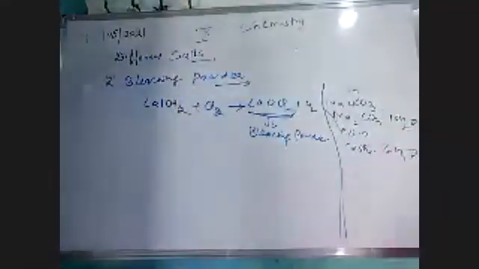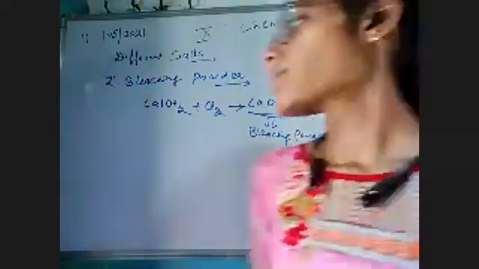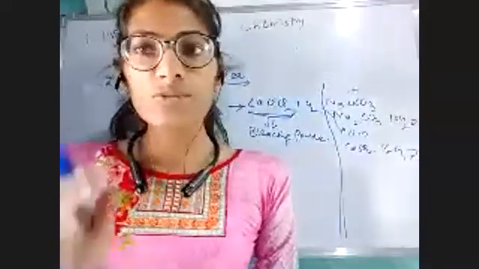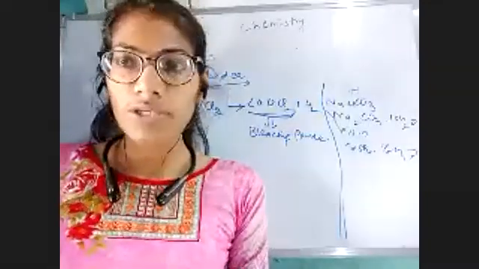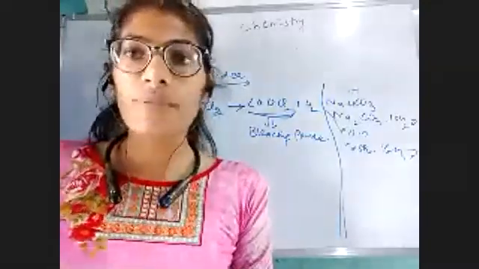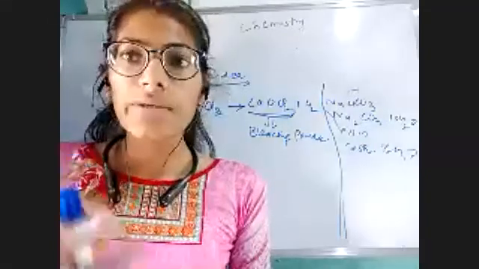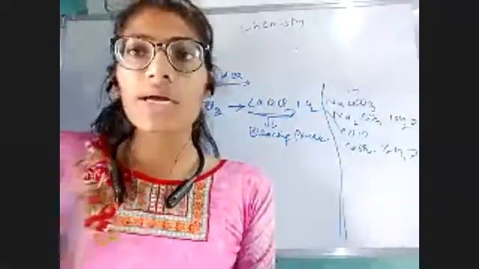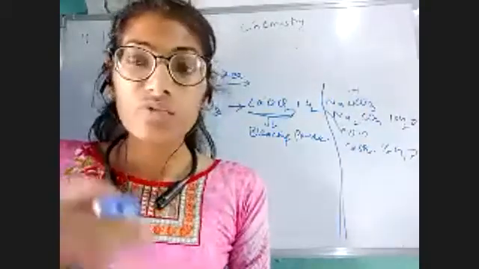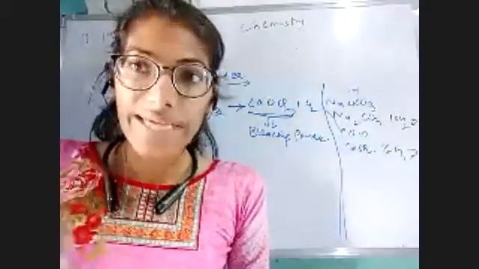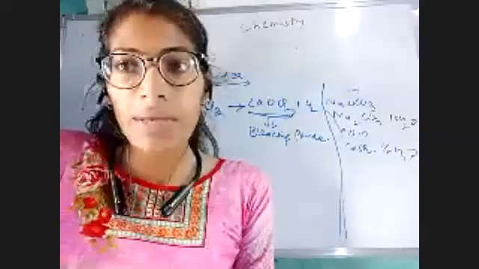Now let's start with our third topic, that is baking soda. In today's class, we are studying different types of compounds like bleaching powder, washing soda, baking soda, and so on. These are all things which you use in your daily life, whose common names you hear in your daily life. And in this class, we are going to study the chemical composition behind these common names.